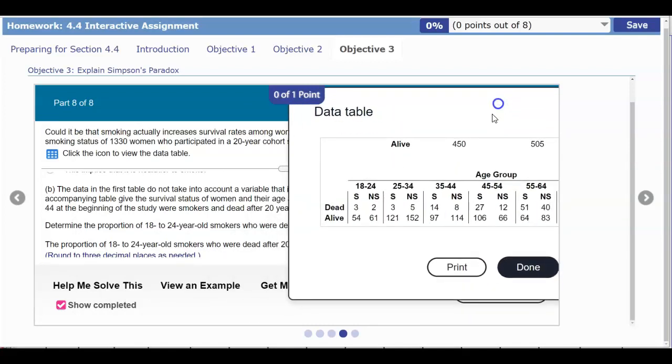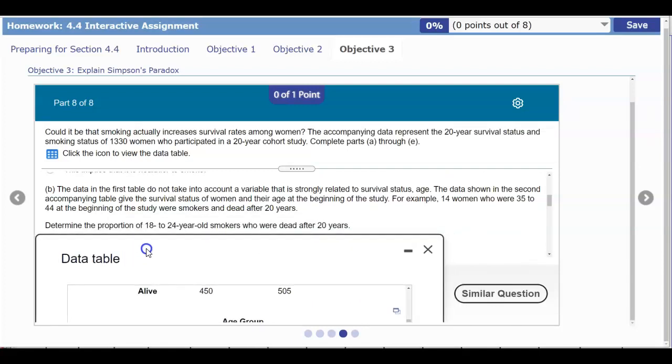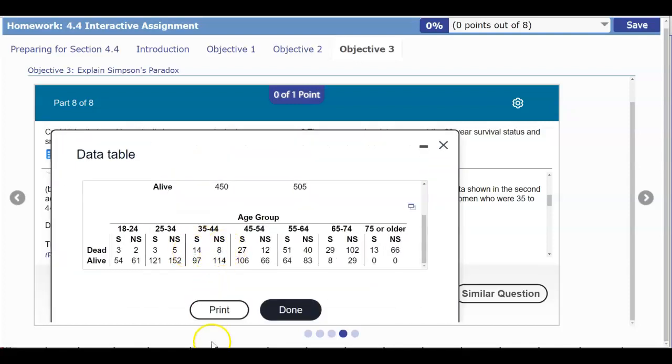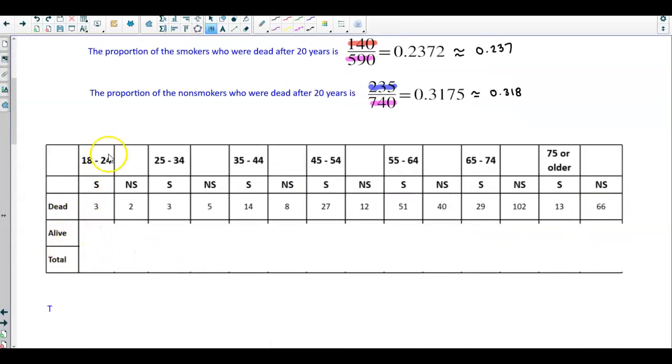That means that there were 14 women at the beginning of the study who were smokers and dead after 20 years. What we want to do is determine the proportion of 18 to 24-year-old smokers who were dead after 20 years. So we're going to have to use this table. In order to use this table, we have to generate a total of each particular column. If we look at the total for smokers for 18 to 24, we see that 3 plus 54 gives us 57. For non-smokers, it's 2 plus 61, which is 63.